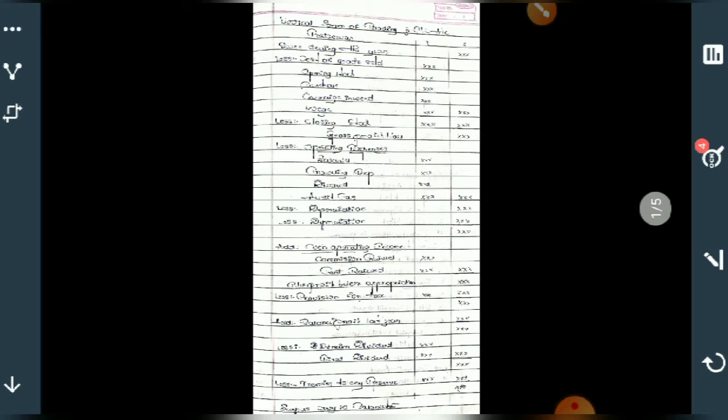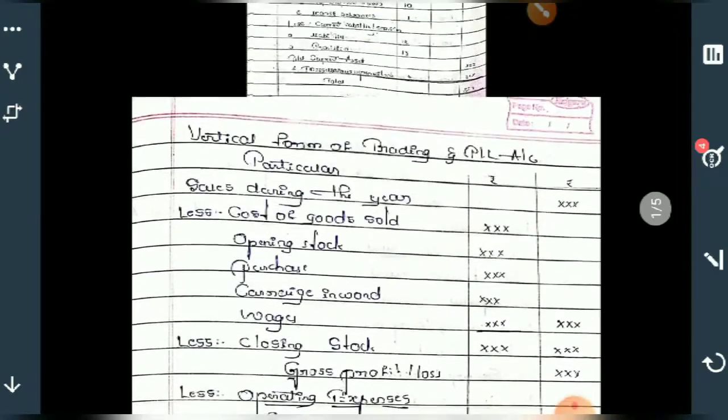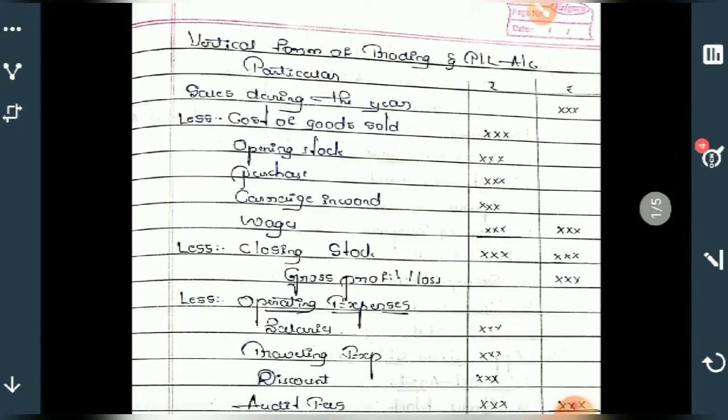And let me tell you one thing before starting this particular vertical format. This trading and P&L account is the same as your horizontal trading and P&L account that you might have studied during your PUC or in any financial accounting subjects. The same thing will follow here, but the manner of writing is different. That is all. Horizontally you were preparing the trading and P&L account, but here vertically you have to prepare the trading and P&L account.